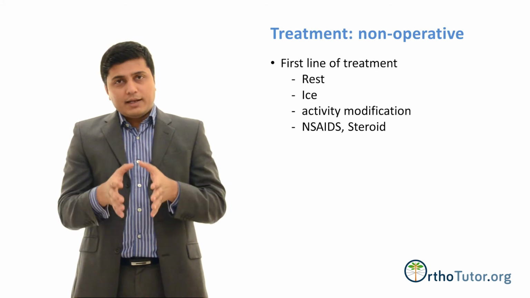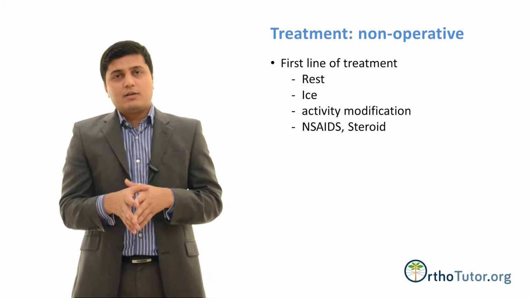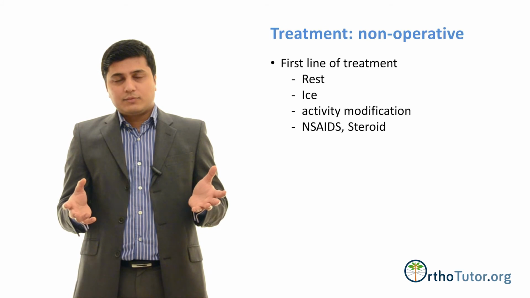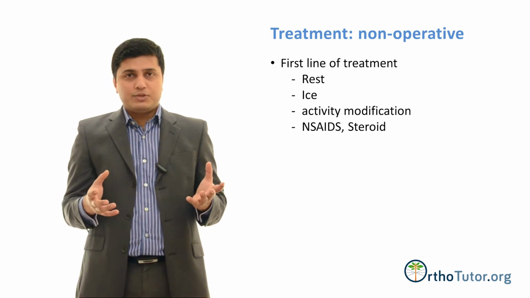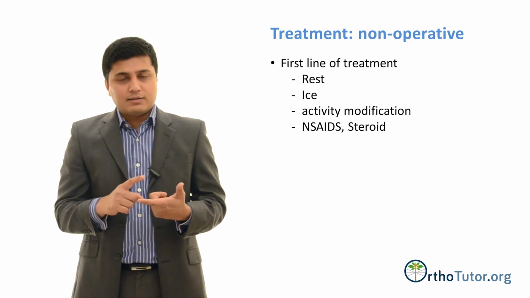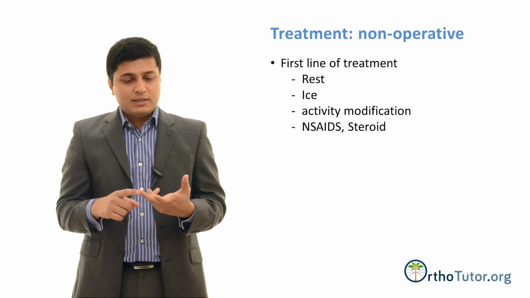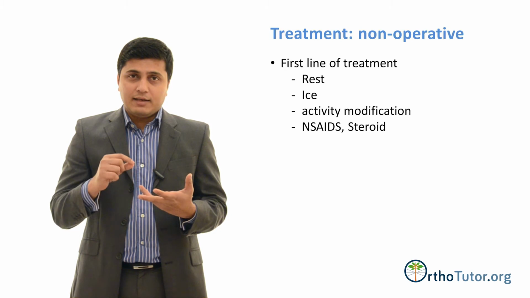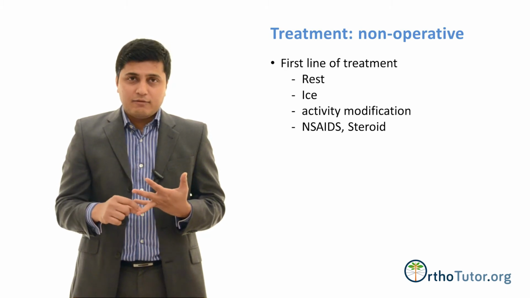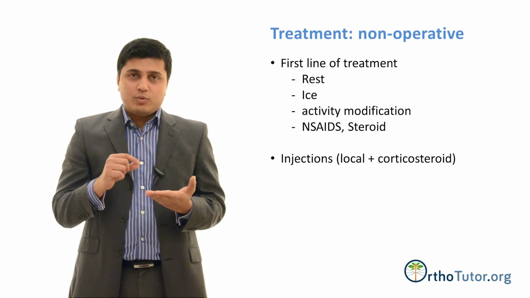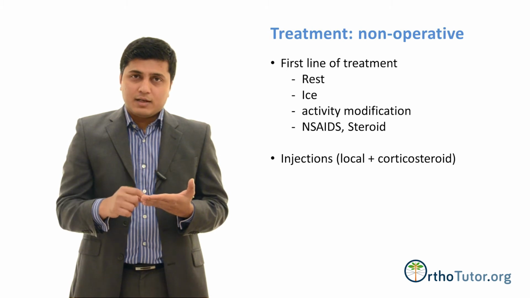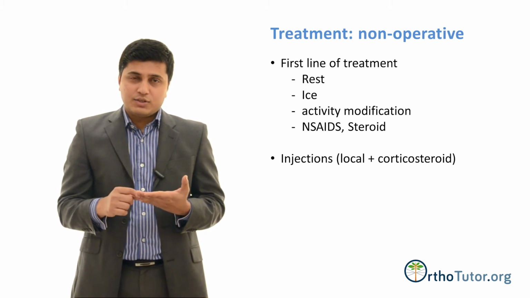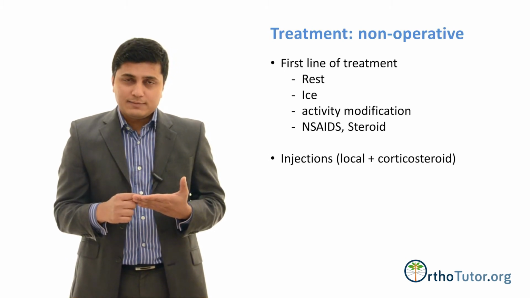So once you have diagnosed a patient with subcoracoid impingement, how to treat them? Certainly, you start with non-operative measures. You start with asking the patient to rest the shoulder, avoid the activities that will increase the pain, and take anti-inflammatory medication. You can request an ultrasound guided injection for the subcoracoid space.